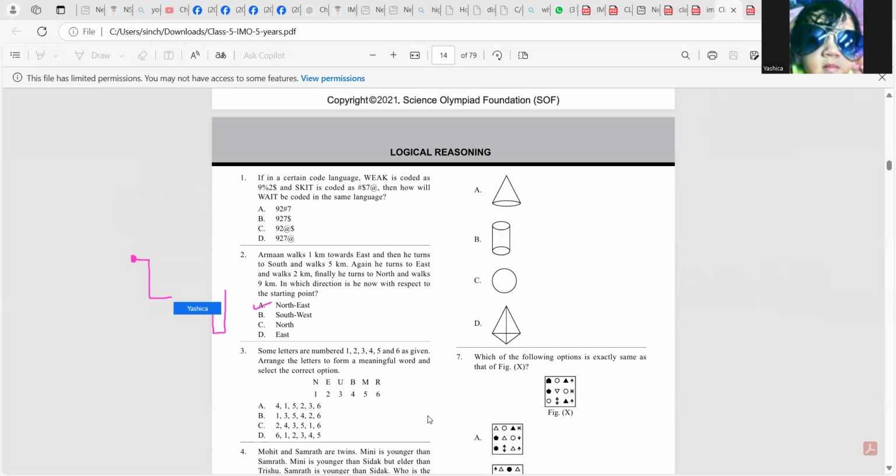So it will be a long walk to the north, and from his starting point to his ending point, he is in the direction between north and east. We call that as northeast direction, so A is correct. Very good. Now do number 3 fast, beta.